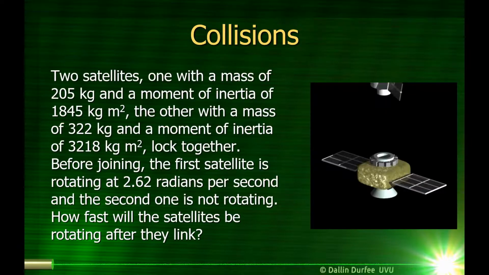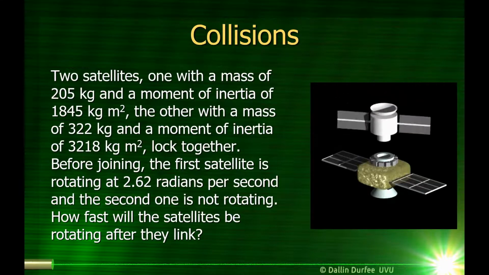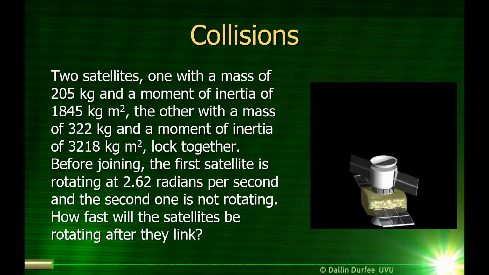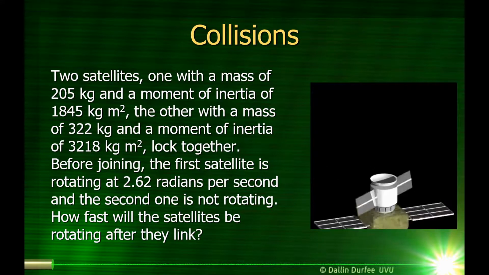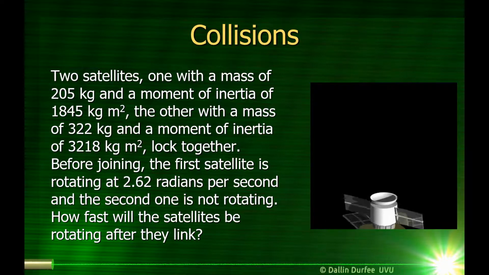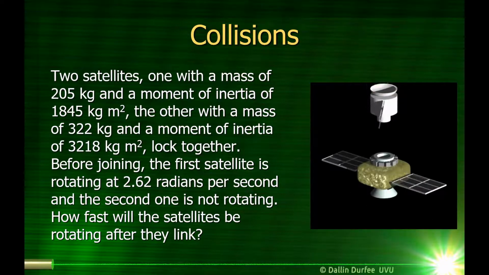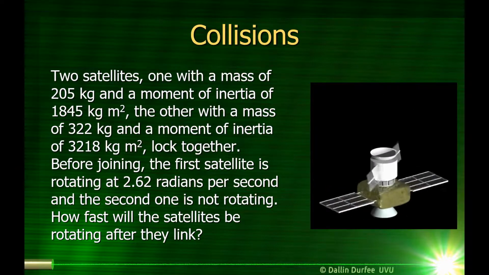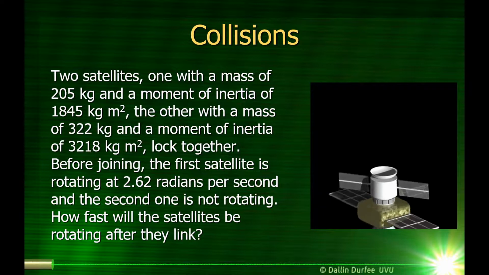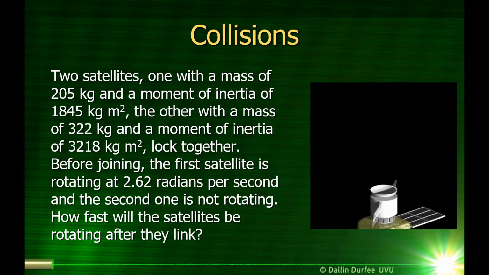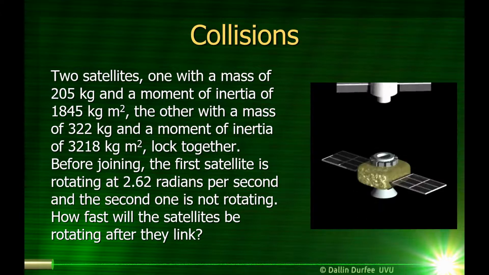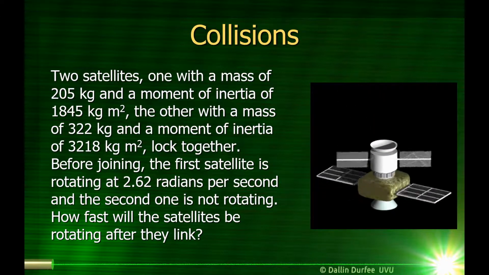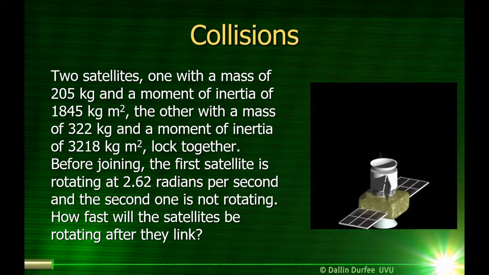All right? Here's another example. Imagine I have two satellites, one with a mass of 205 kilograms and a moment of inertia of 1845 kilograms meter squared. The other with a mass of 322 kilograms and a moment of inertia of 3,218 kilograms meter squared, and they lock together. Before joining, the first satellite is rotating at 2.62 radians per second, and the second one is not rotating. How fast will the satellites be rotating after they link?